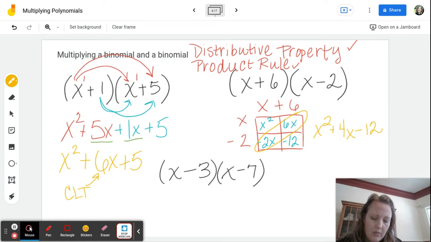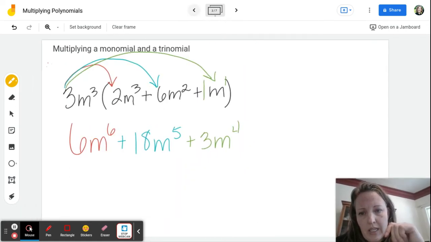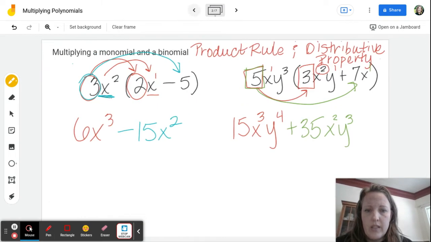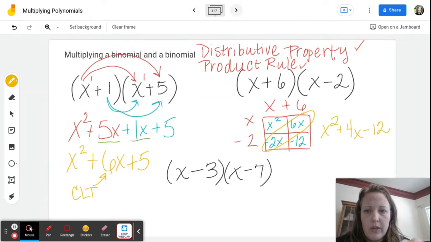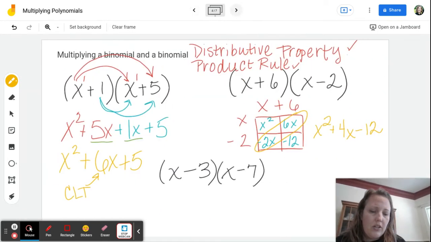And the interesting thing you might notice is that when you multiply binomials, you get a trinomial. Look back here. When you multiply a monomial times a trinomial, you get a trinomial. When you multiply this monomial by a binomial, you're going to get a binomial. So this point right here is where it starts to change a little bit. So a binomial times a binomial gives you a trinomial.